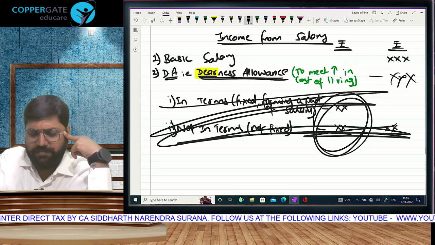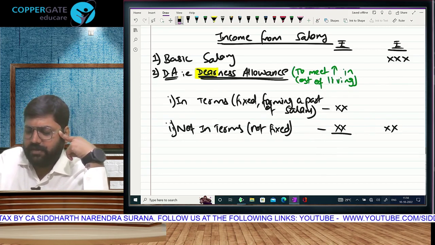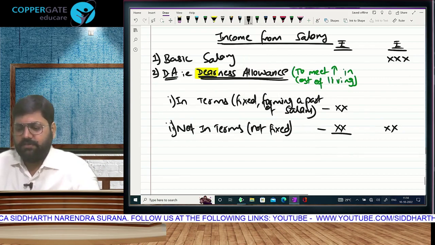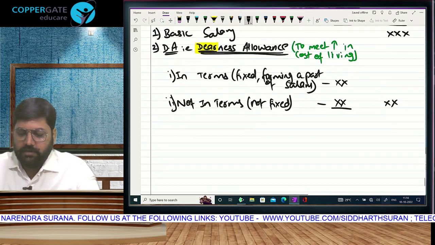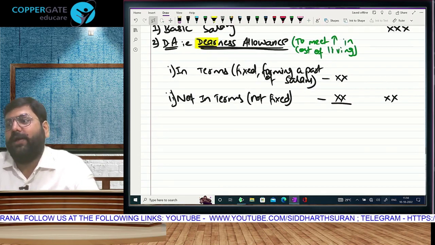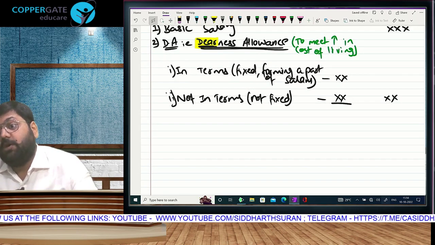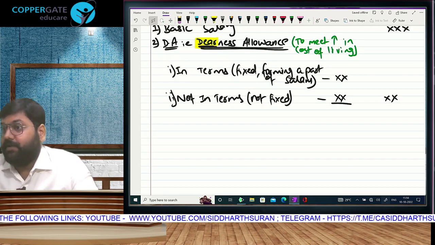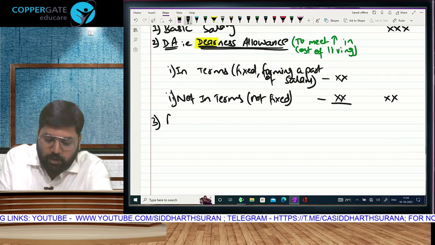So let's complete it here itself. What is DA in terms? Fixed from the beginning, and not in terms, which is not fixed. Both of them are fully taxable. Here, I am seriously not interested in you knowing the tax treatment. Are we clear about the meaning of DA, and internally the meaning of in terms and not in terms? Okay. Apart from that, what will be taught to us in the chapter?